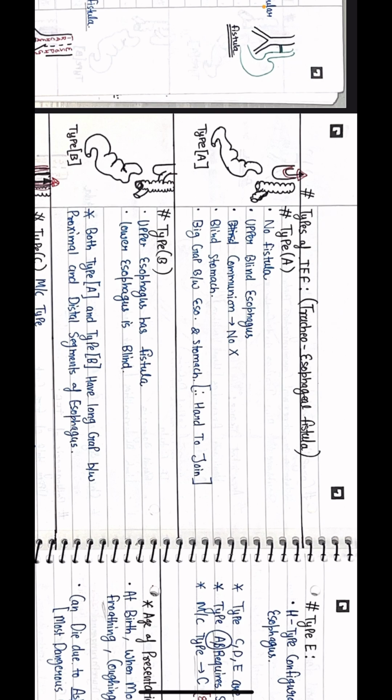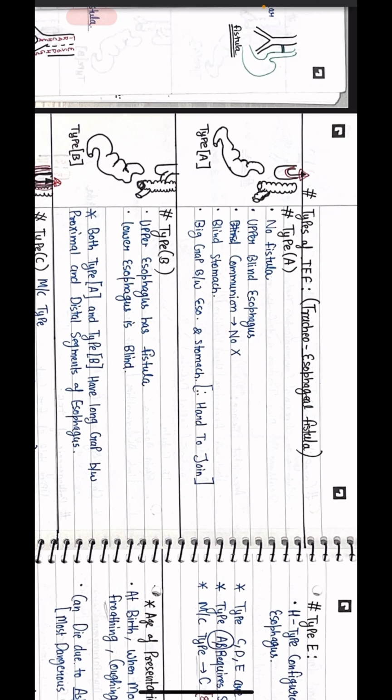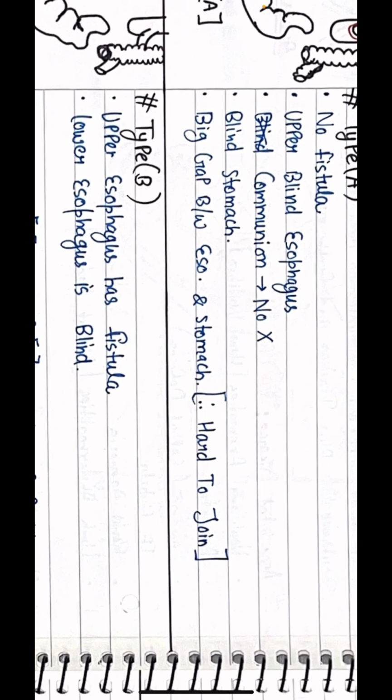Let's see type B. In type B, only the upper esophagus has the fistula, and the lower esophageal end is blind, not connected anywhere. So this is also a big problem, and both type A and type B have a long gap between the proximal and distal segments of the esophagus. So how are you going to treat the patient? Sir, we are going to use an esophageal conduit for type A and type B, because there is a big gap which is hard to join.